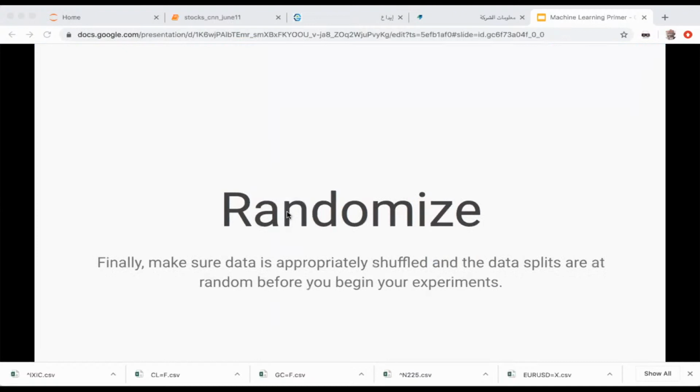And finally, before you begin your machine learning workflow, please do not forget to randomize. Make sure that the data is appropriately shuffled, and the data splits that I mentioned earlier are at random before you begin your experiment. This is very important. Do not assume that the data is already shuffled for you. In many cases, we download the data set, like from the UCI repository, and it may not be shuffled. Don't forget to shuffle the data set.